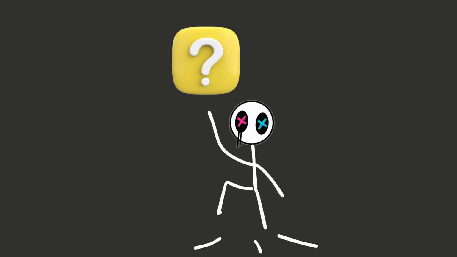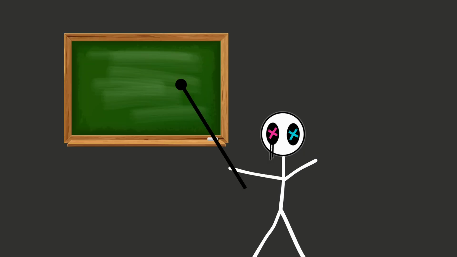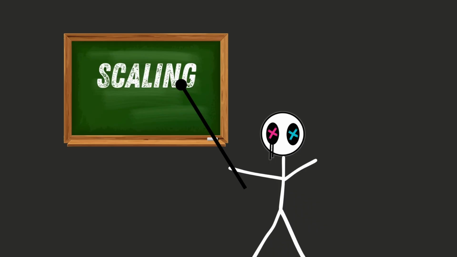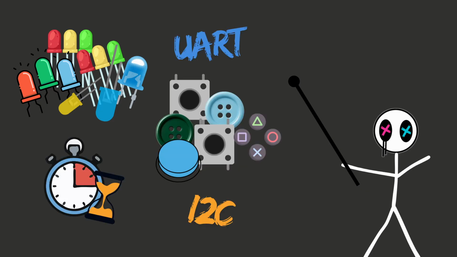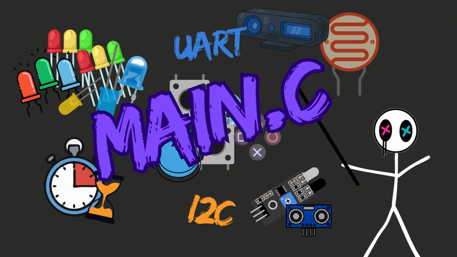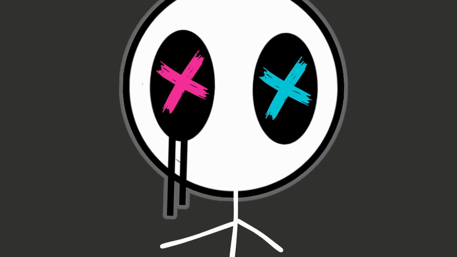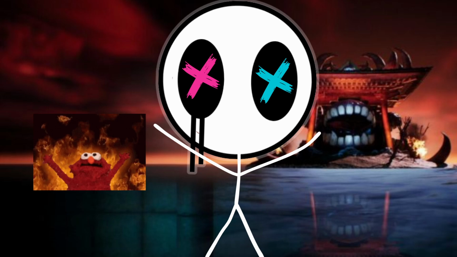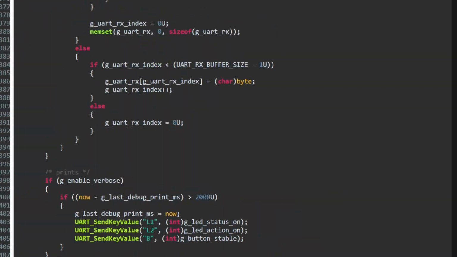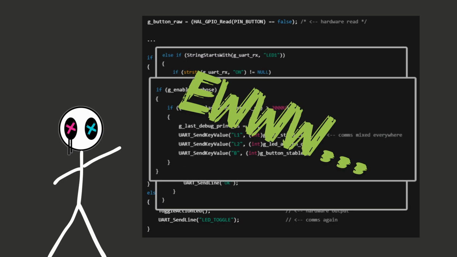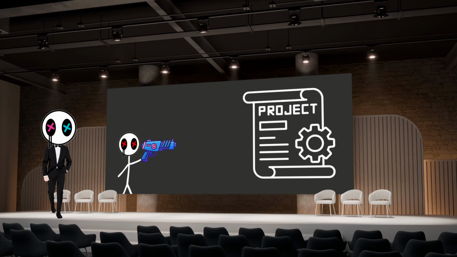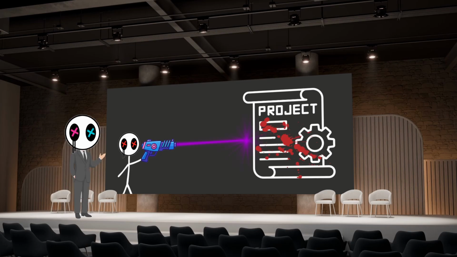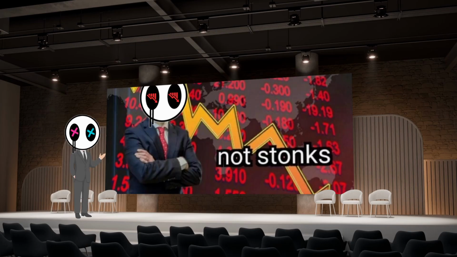So by now you might be asking yourself, okay, but this is more work. Why do I even have to do this? Okay, let me show you why. Scaling. Imagine controlling 30 LEDs, 10 buttons, timers, UART, I2C, sensors, all of that inside a single main.c. Now, look at me and tell me that isn't hell. This is what happens. Your main.c becomes huge, logic is mixed with hardware details, and nobody, including your future you, understands what's going on. So this is exactly how your projects will die. It's unmaintainable and it does not scale.